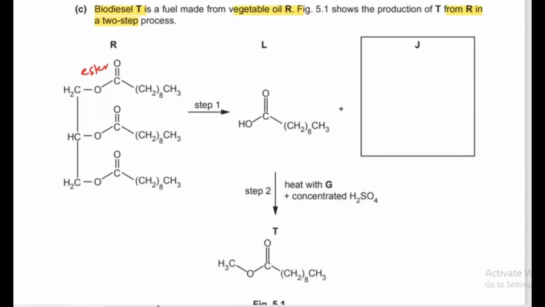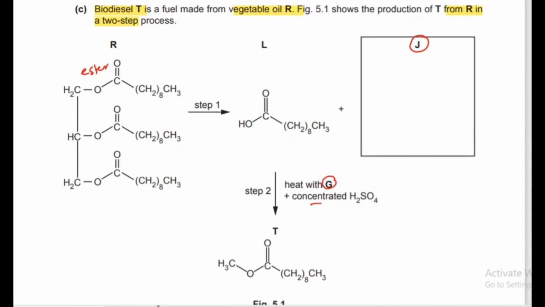Now this R in step one is changed into a carboxylic acid and another product. And in step two, this carboxylic acid reacts to form ester again. Concentrated sulfuric acid is used, and we have to predict the G as well, and we have to draw the structure of J as well.